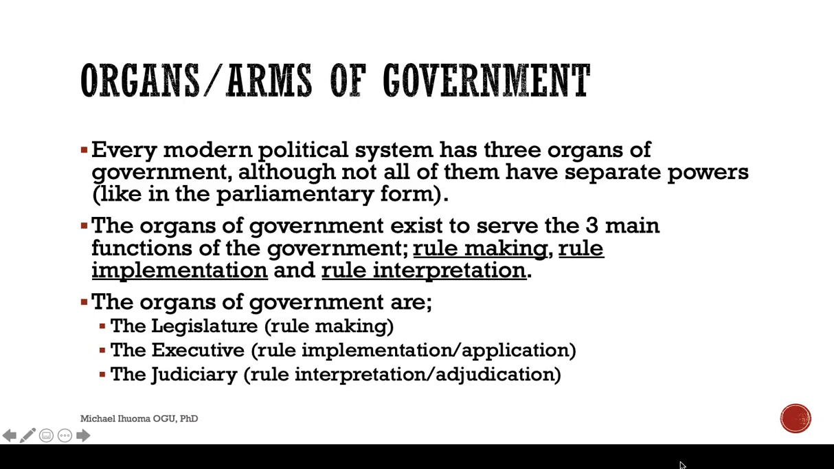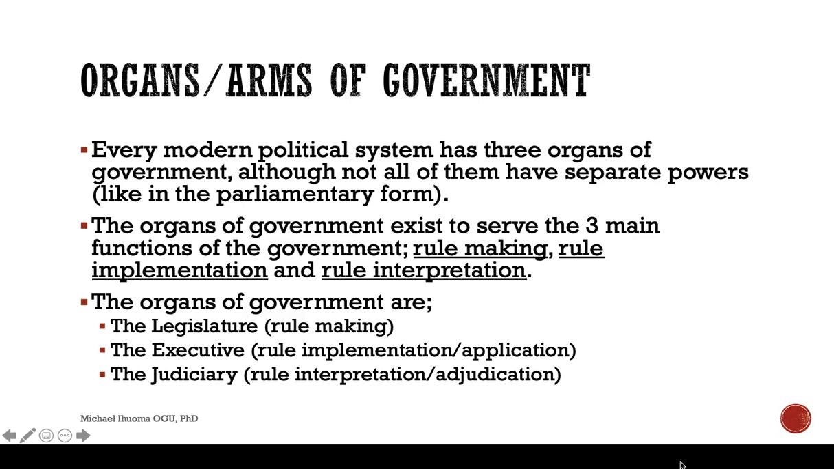We'll go ahead now to talk about these organs of government, or the arms of government, as it were: the executive, the legislative, and the judiciary. Every modern state has these three arms of government. In some, two of them are fused into one. In some, all three are separate. But all three are present in every modern state. And why is that so? Because it is believed that these three organs of government exist to perform the three major functions of government. So if one of them is lacking, it means that function of government is lacking.